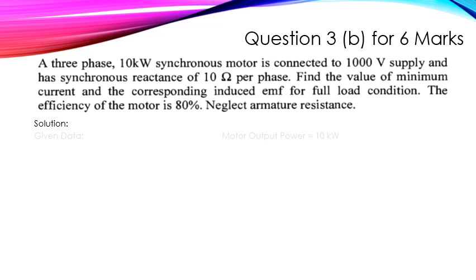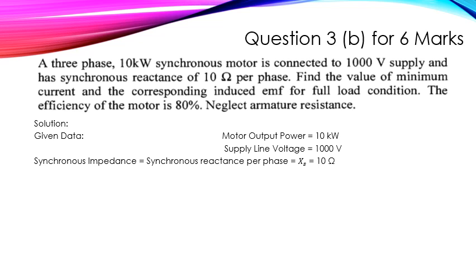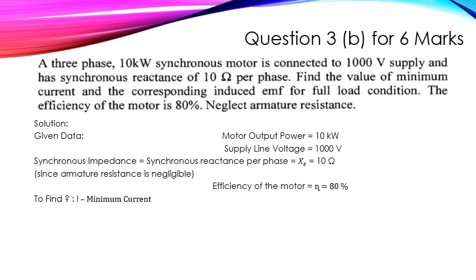First, as usual, we'll see the given data. So here the motor output is given, that is 10 kilowatt. Then supply line voltage is 1000 volt. Then synchronous impedance, as armature resistance is neglected, is equals to the synchronous reactance per phase, and that is 10 ohm. Then efficiency of the motor is given, that is 80%. Now what we have to find? We have to find out the minimum current, then EMF.